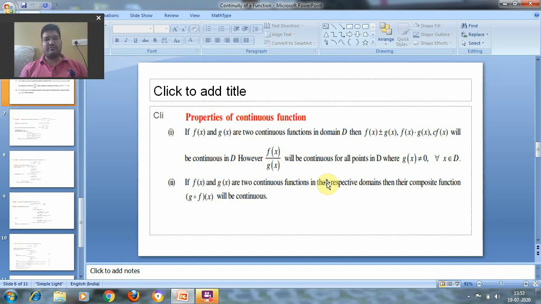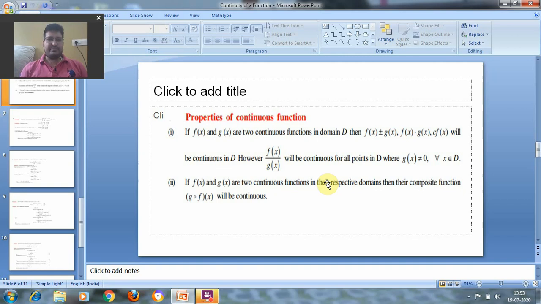There are some properties of continuous functions which are very important for solving any question of continuity. Number one, if f(x) and g(x) are two continuous functions in any domain, then f(x) plus g(x), f(x) minus g(x), f(x) multiplied with g(x), and c f(x), c being any constant, will be continuous in that domain. Also, f(x) upon g(x) will also be continuous at all the points in that domain, provided the denominator g(x) is not equal to 0.